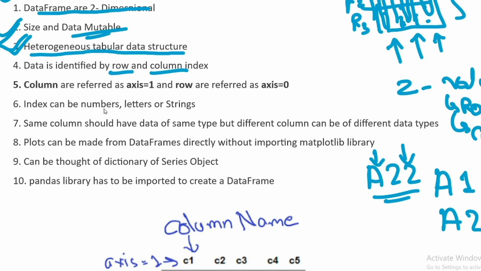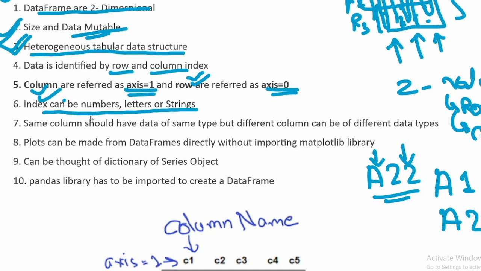Does it make sense? Now in a data frame, axis 1 denotes columns and axis 0 denotes rows. In certain functions and code we do use the axis argument, so it's better to know about it. Again, axis 1 means column and axis 0 means row, right? Indexes can be strings, numbers, letters, whatever. Indexes mean the name of the column and the name of the row. Those are called indexes, right?